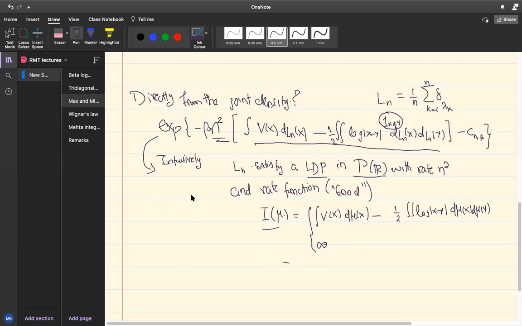So this is the only explanation I will give for what this statement means. Here we have this space P of R, the space of all probability measures on the real line, and L_n is a random measure. What is the probability that L_n belongs to a neighborhood of a probability measure? I give you a probability measure mu, and I ask what's the chance L_n belongs to a small neighborhood of that measure. Basically, you should think of that probability as being e to the minus beta n square times the rate function.